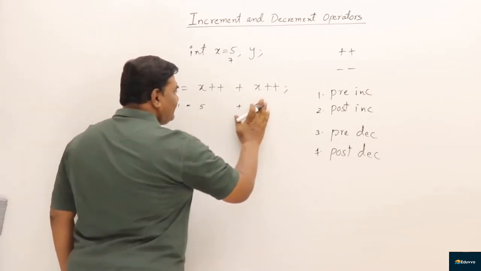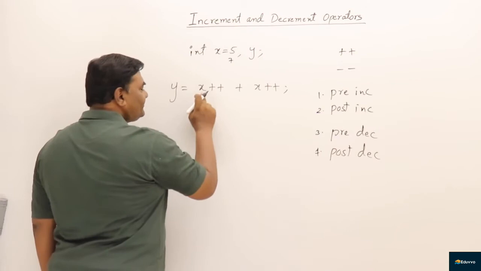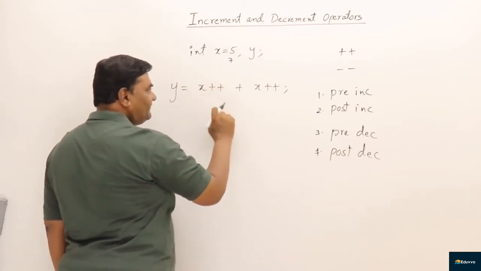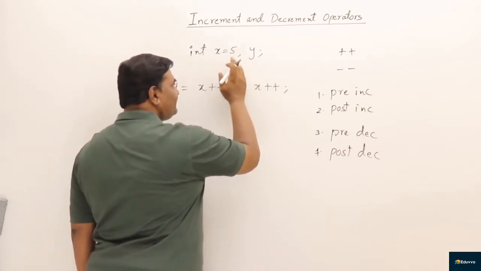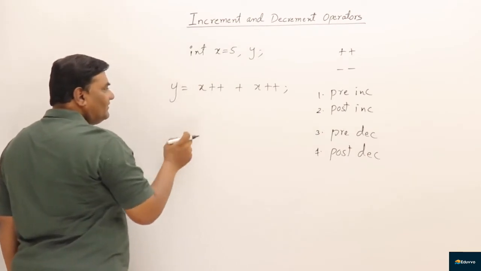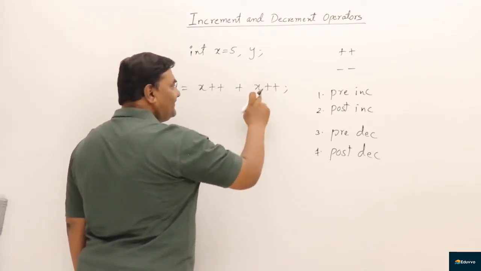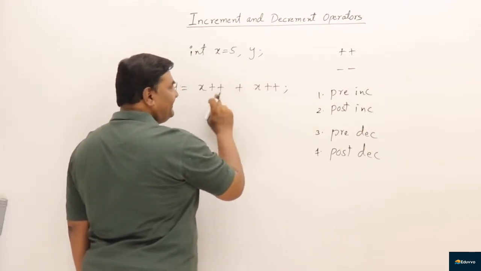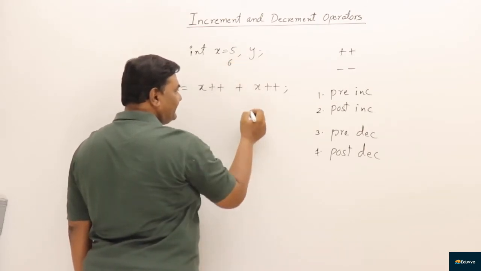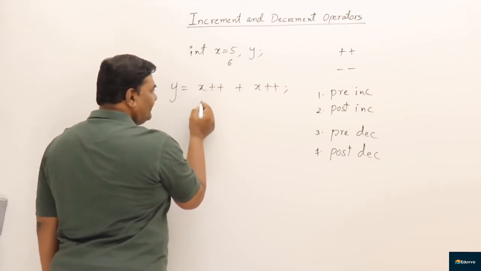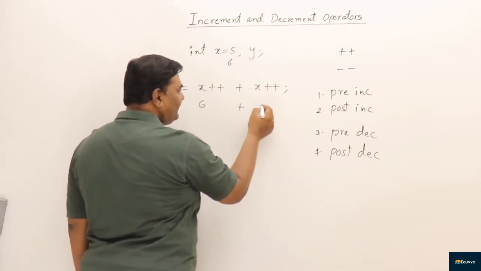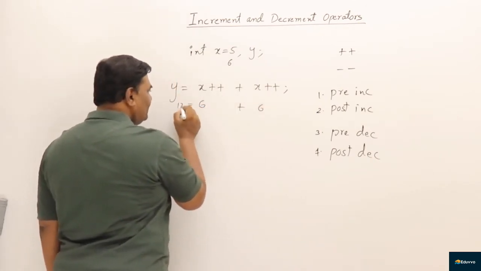Then the second result. First of all, x++ we'll do afterwards. Then again x++. Sorry, first of all, x++ we will do afterwards. Then one more x++, so the previous one should be done. So now x becomes 6. So now what is the value of x? 6. Plus what is the value of x? 6. So it is 12.